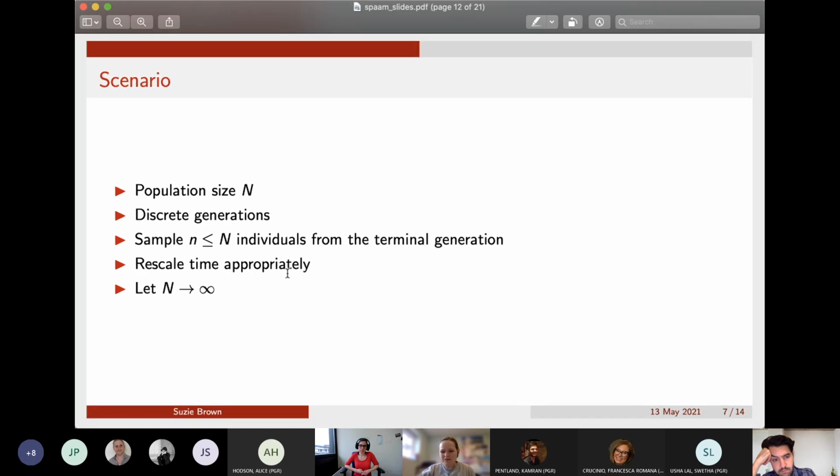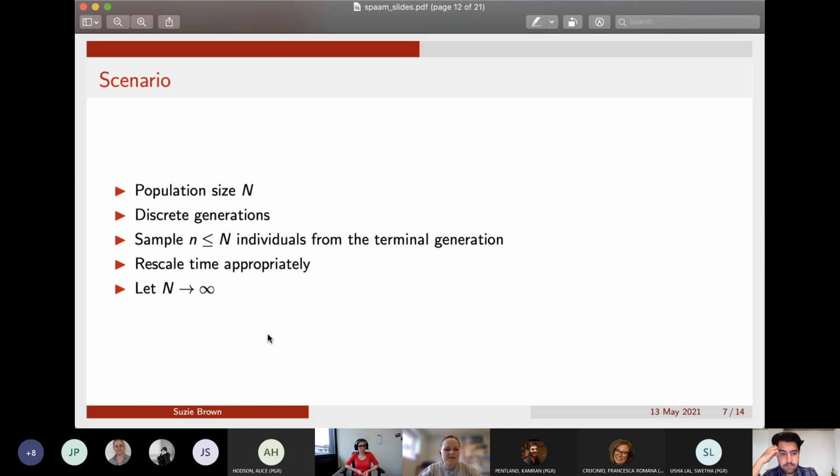And when I say appropriately, I mean that we want a continuous time limit, but we also want it to be something interesting. So not a trivial case where nothing ever coalesces or where everything coalesces immediately, because those wouldn't be that exciting. So we're going to apply a timescale and then we take the population size to infinity and we'll see what happens.